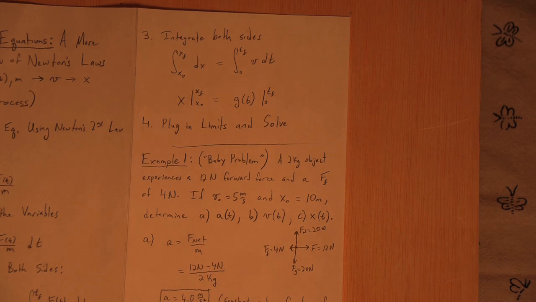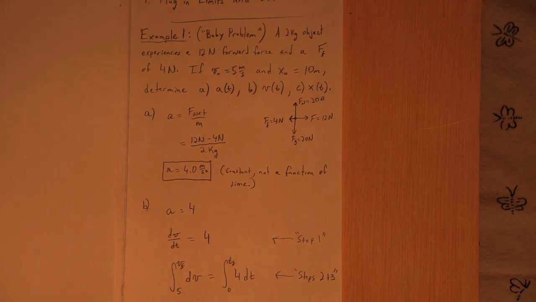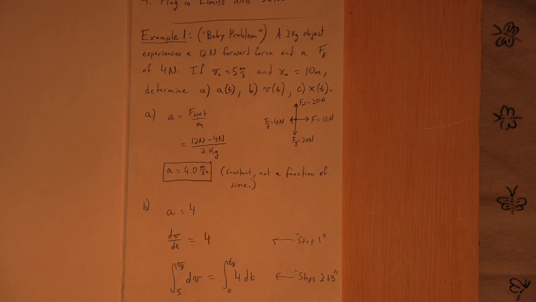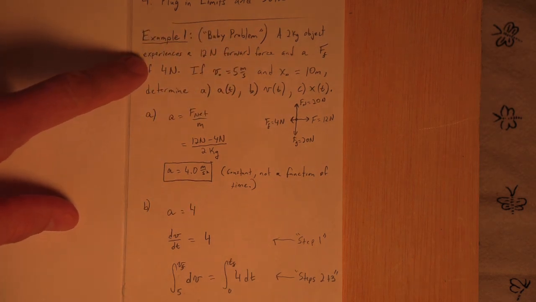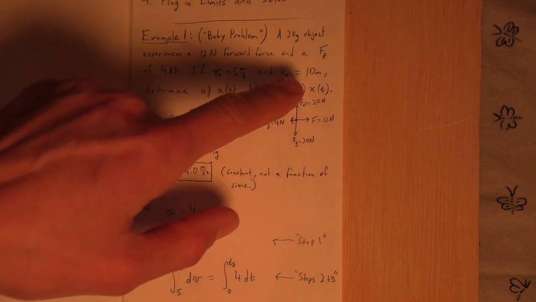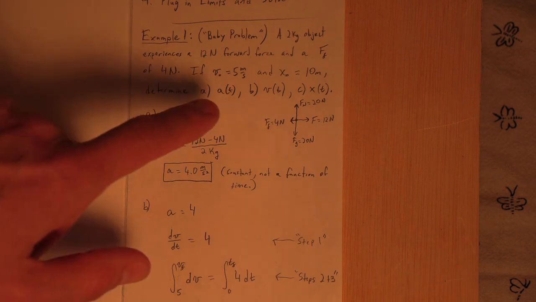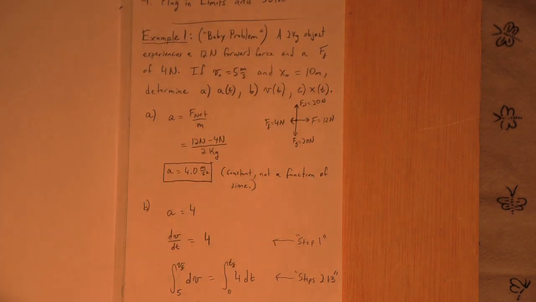I'm going to do 2 examples now of these time-dependent differential equations. The first example, to borrow a word from Dr. Gavioli, is a baby problem. That means it's the simpler problem, the first most basic problem we can apply these methods to. It's a 2 kilogram object that experiences a 12 Newton forward force and a friction force of 4 Newtons. It starts with a velocity of 5 and an x0, original position on the x-axis, of 10 meters. We're going to determine the acceleration, the velocity, and x as functions of time.